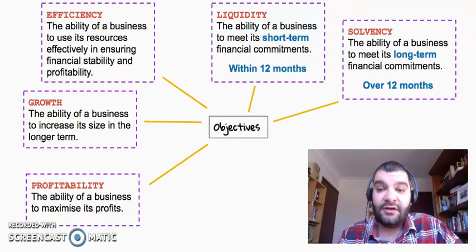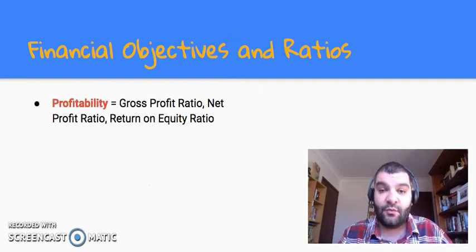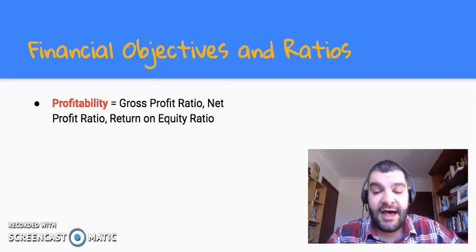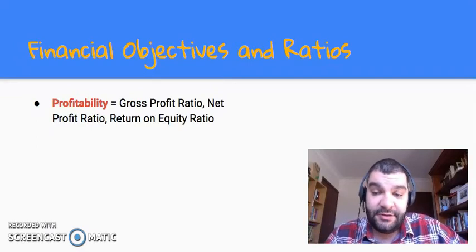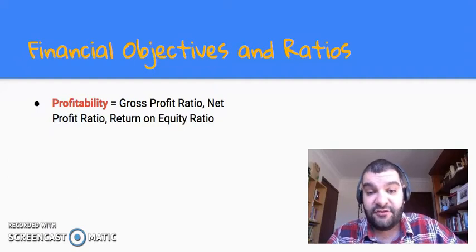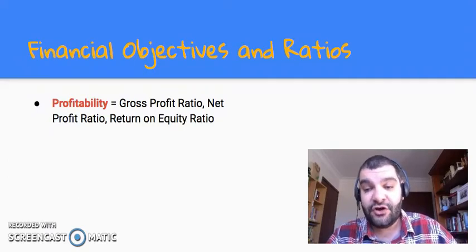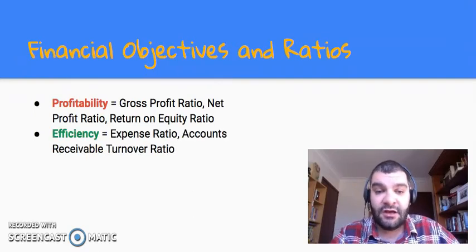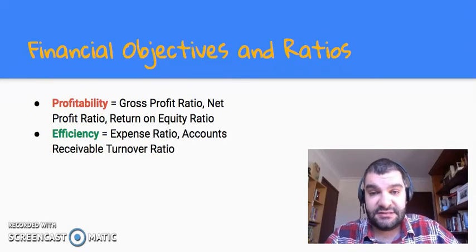Now, as I mentioned, there are some ways you can calculate these things in terms of ratios. You will look at these in a bit more detail later on. However, profitability for a business can be measured with 3 different ratios: the gross profit ratio, the net profit ratio, and the return on equity ratio. The efficiency of a business can be calculated through the expense ratio and the accounts receivable turnover ratio.